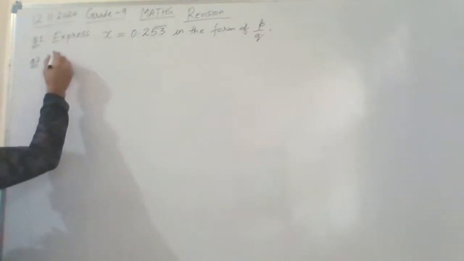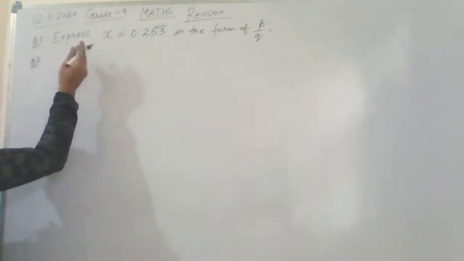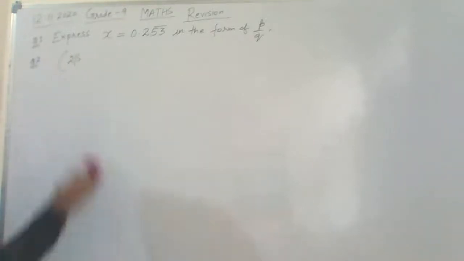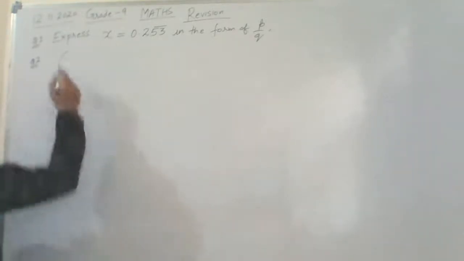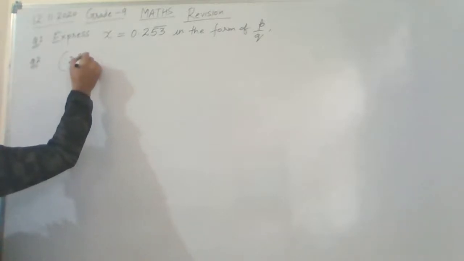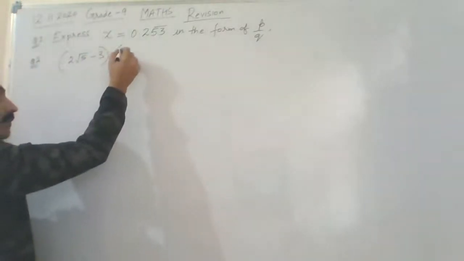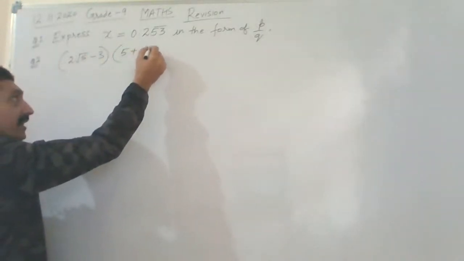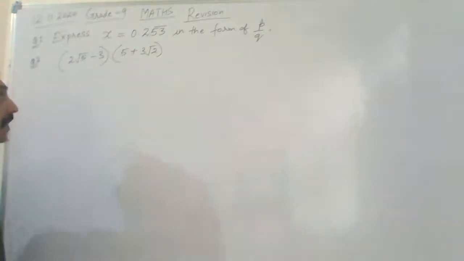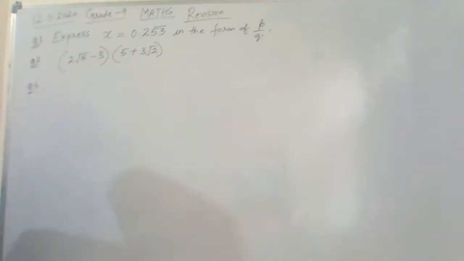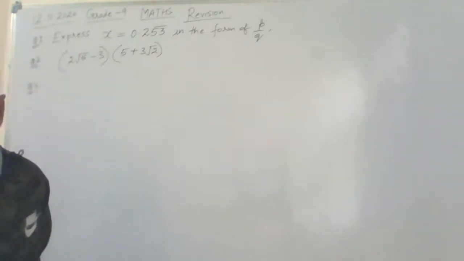solve or multiply here, or I can mix the question. One is your 2 under root 5 minus 3 into 5 plus 3 under root 2, right? Question number 3.